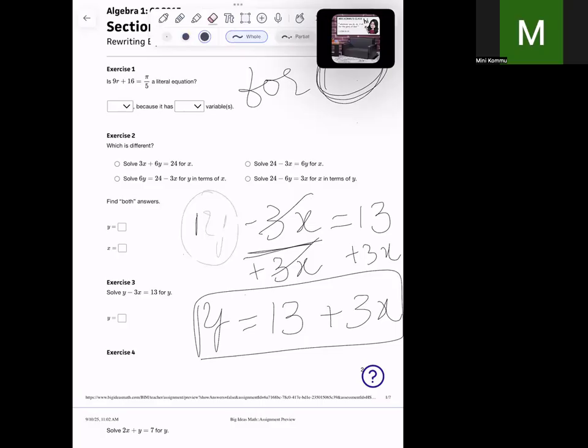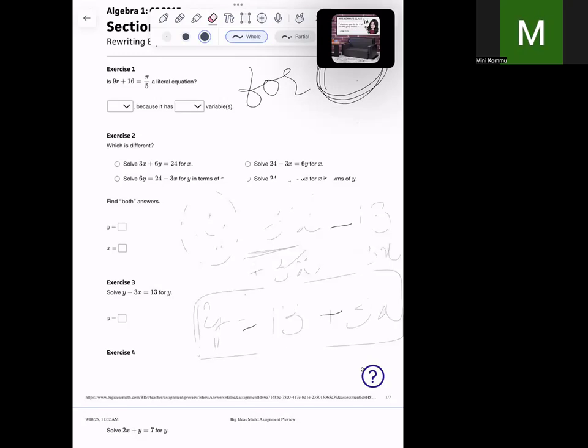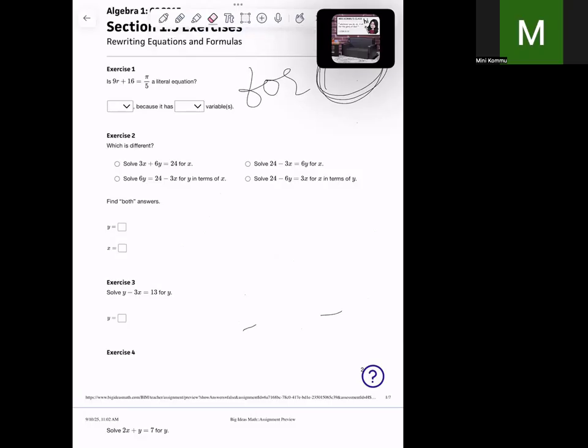That is exactly what you're doing in solving literal equations. Now let us quickly go back to the second problem and we'll move on to the more complex problems, okay? Now, second problem, look at it carefully. They're asking you which one is different. Here they're saying solve for x. Here they're saying solve for x. Here they're saying for y. And here they're saying for x.